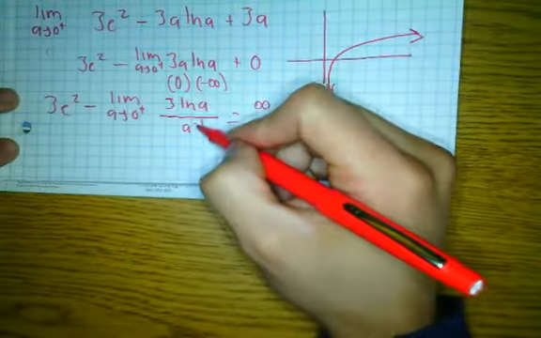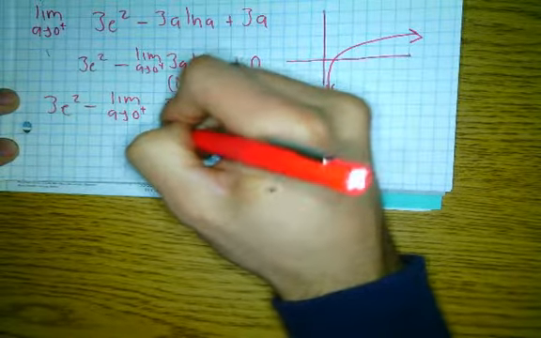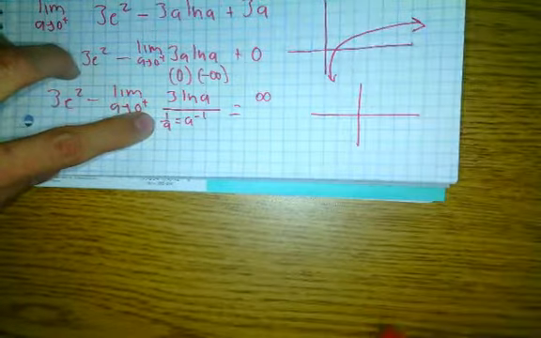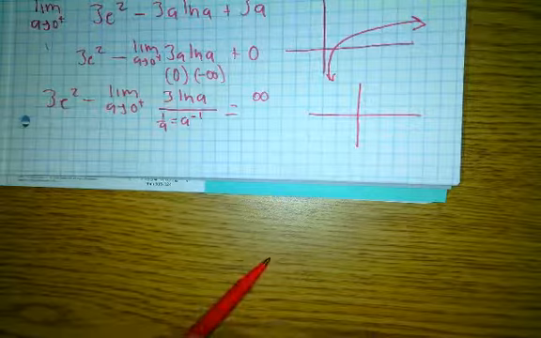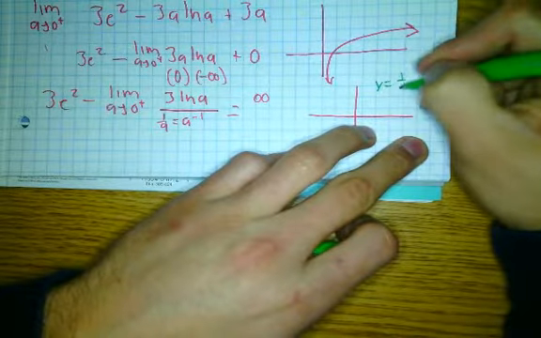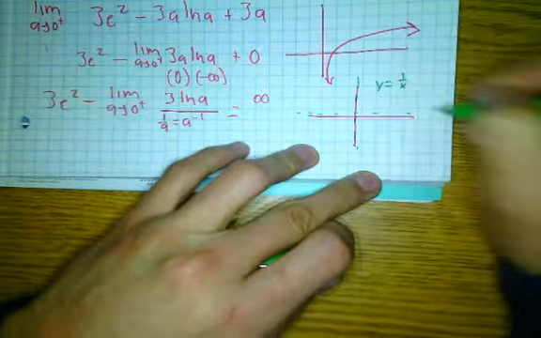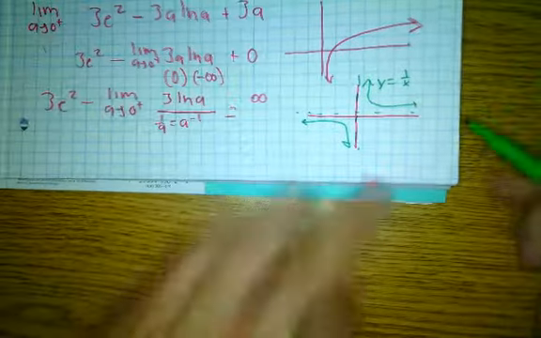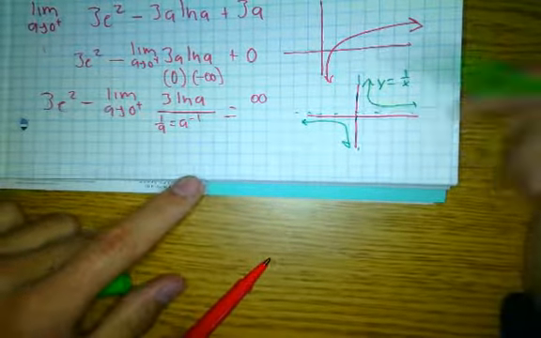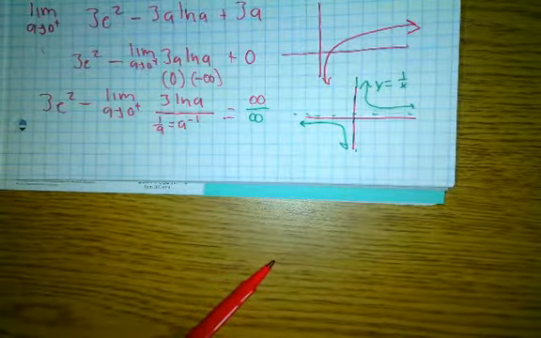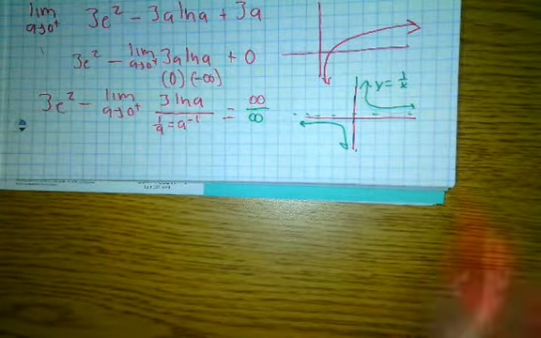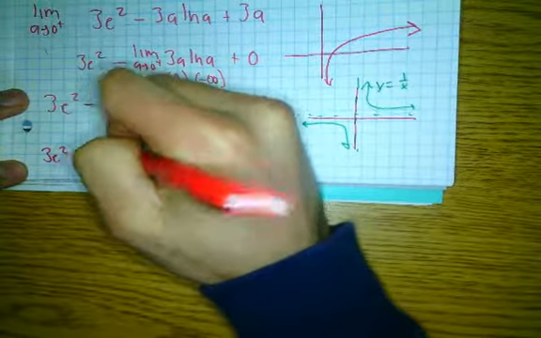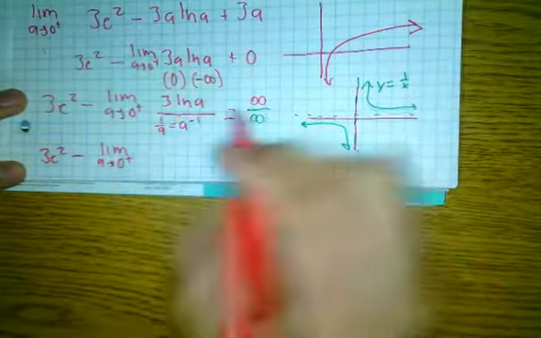Now, if you're not quite seeing it, isn't a to the negative 1 the same thing as 1 over a? You with me? And once again, if I graph 1 over a, that's the same thing as 1 over x. What does the graph of 1 over x look like? Asymptote here, asymptote there, right? And then it looks like that. What happens as you approach 0 from the right-hand side? Infinity. Infinity over infinity means what? L'Hopital's rule.